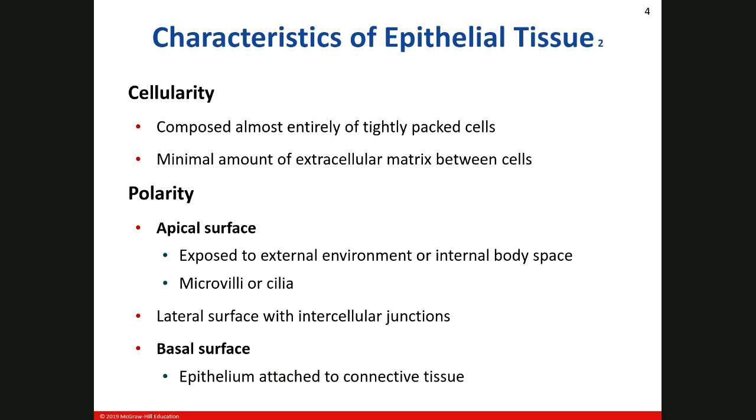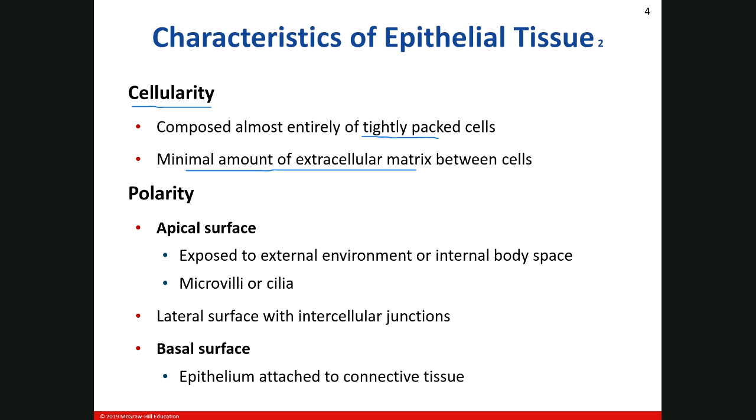Okay, so some of the other characteristics here, and I think I did talk to you guys about polarity, but I didn't really talk to you about cellularity, okay? And cellularity has to do with this concept that the cells are packed tightly close to one another, and we have very minimal to no extracellular matrix in between those cells. And so we refer to that as cellularity. All right? Polarity, we already discussed.